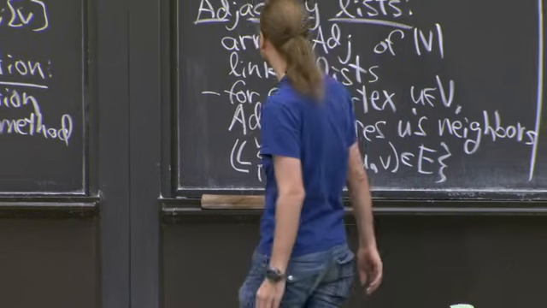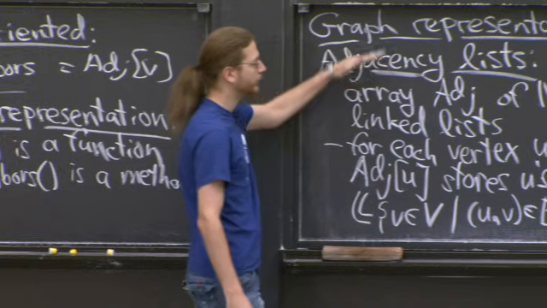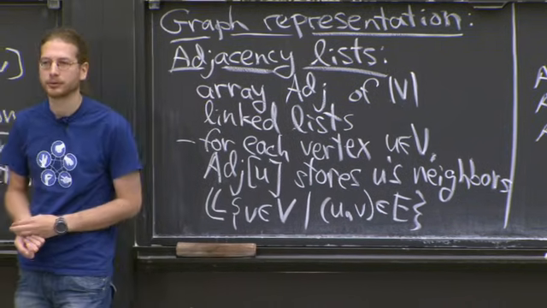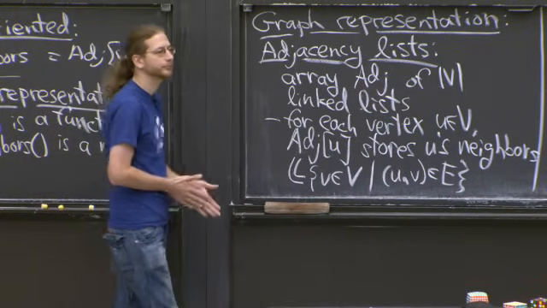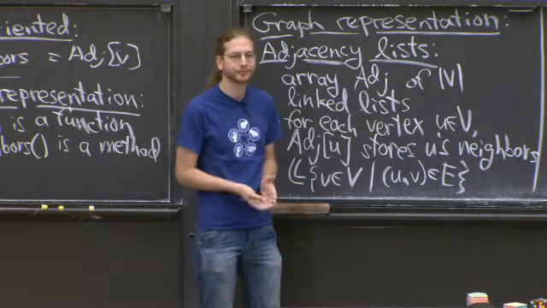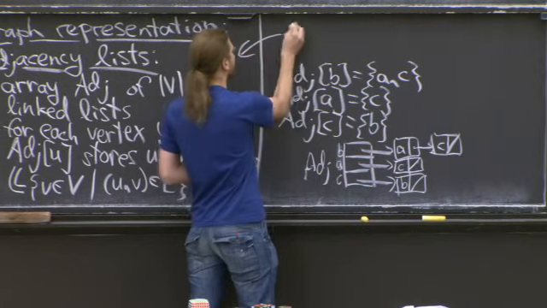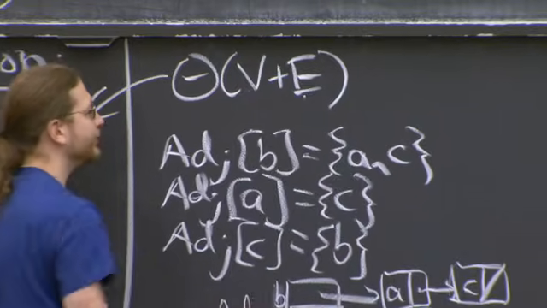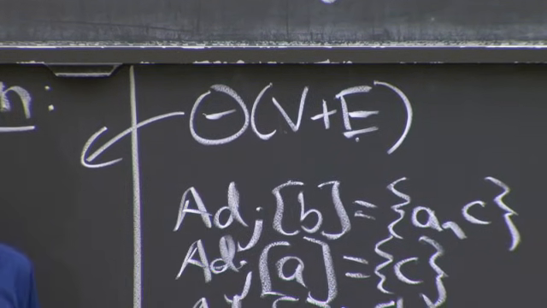Speaking of space, ignoring the implicit representation, how much space does this representation require? V plus E. This is going to be the bread and butter of our graph algorithms. Most of the things we're going to talk about achieve V plus E time. This is essentially optimal. It's linear in the size of your graph.